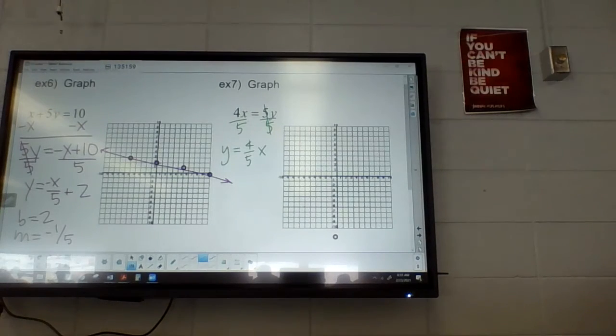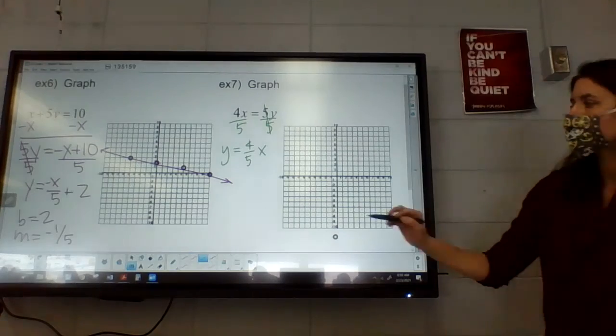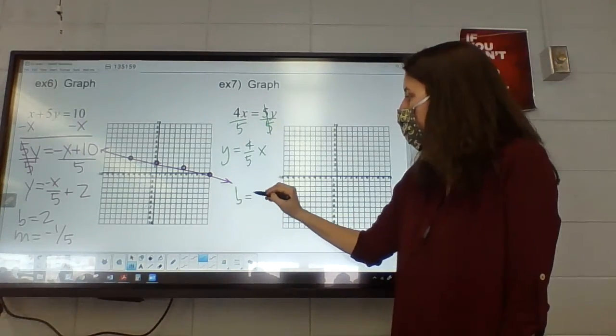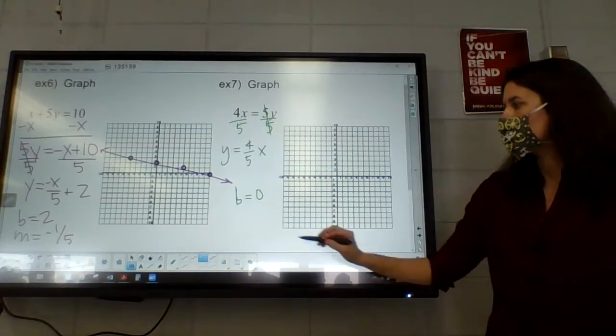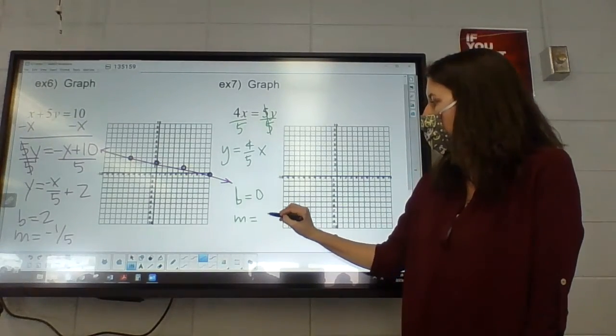What's my b in this case? 0. B is 0. There is no b. So b is 0. And then my slope is 4/5.